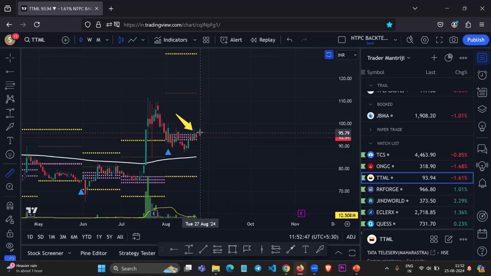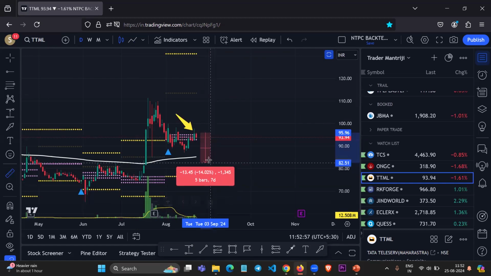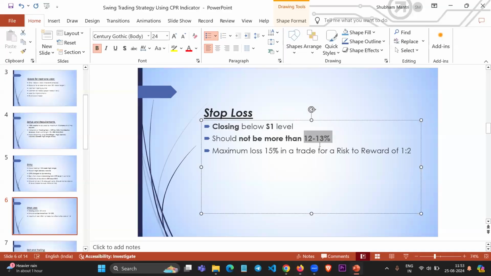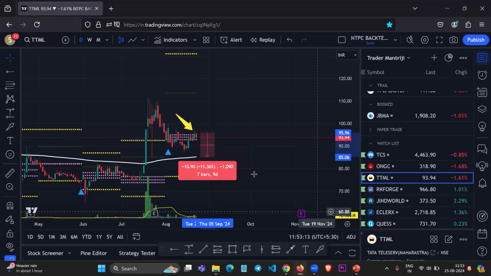the S1 level, right? In this case our stop loss is coming around 20%. But if we don't want to take this much stop loss, then we can consider this 200 days moving average as our stop loss also. This will come around 11 to 12%, which is in our range. That is, we are taking stop loss around 12 to 13% only. So this will satisfy our criteria.